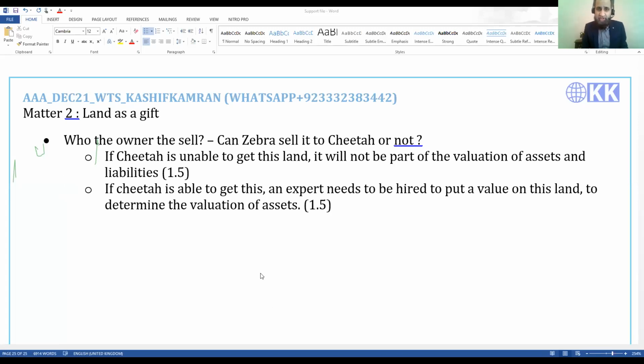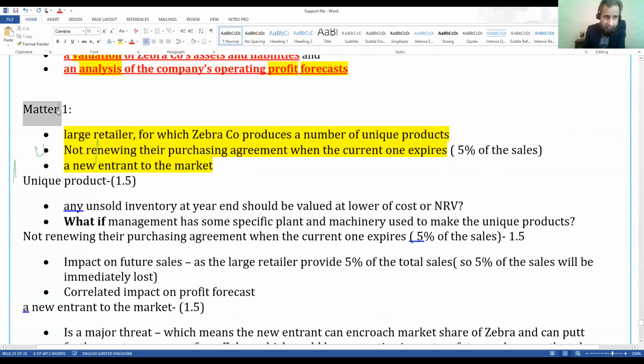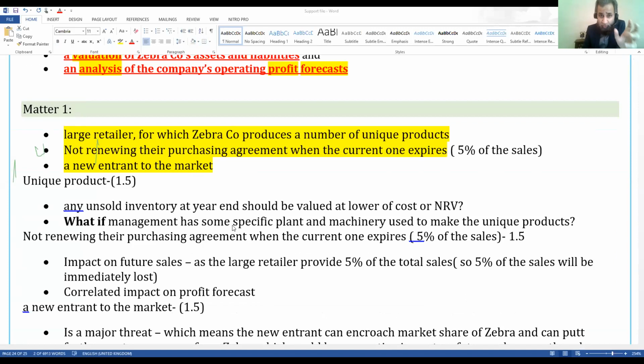So how many marks can we generate from land as a gift? 3 marks, good. And how many marks can we generate from large retailer above? Method number 1, 4.5. So 4.5 and 3 is how much? 7.5. And in total, how many marks do we need to score? 12. So should we start writing the procedures now? Can you convert this into paragraph form, everyone? Land as a gift and method number 1. I hope you got the structure of the answer. I hope this brainstorming helped you realize the structure of things in due diligence, the mindset, what exactly due diligence is, and what you do in due diligence.